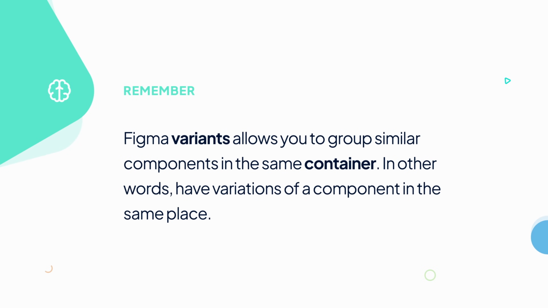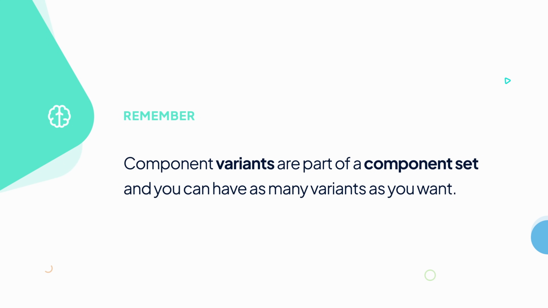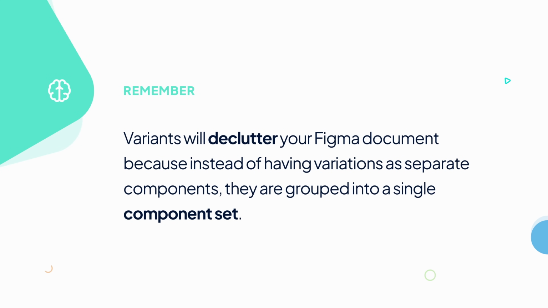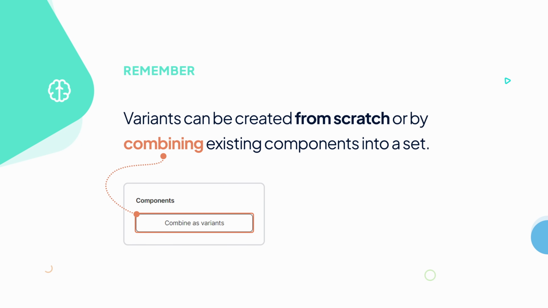Okay, now let's have a look at a few key takeaways. Figma variants allow you to group similar components in the same container. In other words, have variations of a component in the same place. Component variants are part of a component set, and you can have as many variants as you want. Variants will declutter your Figma document because instead of having variations as separate components, they are grouped into a single component set. Variants can be created from scratch or by combining existing components into a set. All right, and those are component variants.